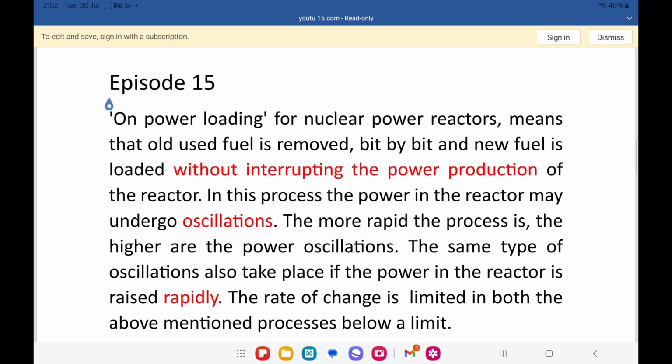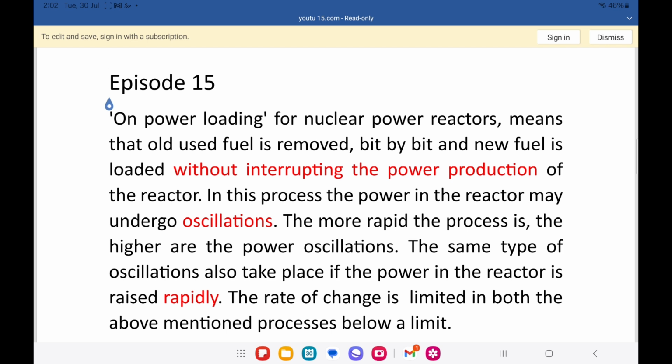The first one is on power loading. On power loading for nuclear power reactors means that old used fuel is removed bit by bit and new fuel is loaded without interrupting the power production of the reactor. In this process, the power in the reactor may undergo oscillations.